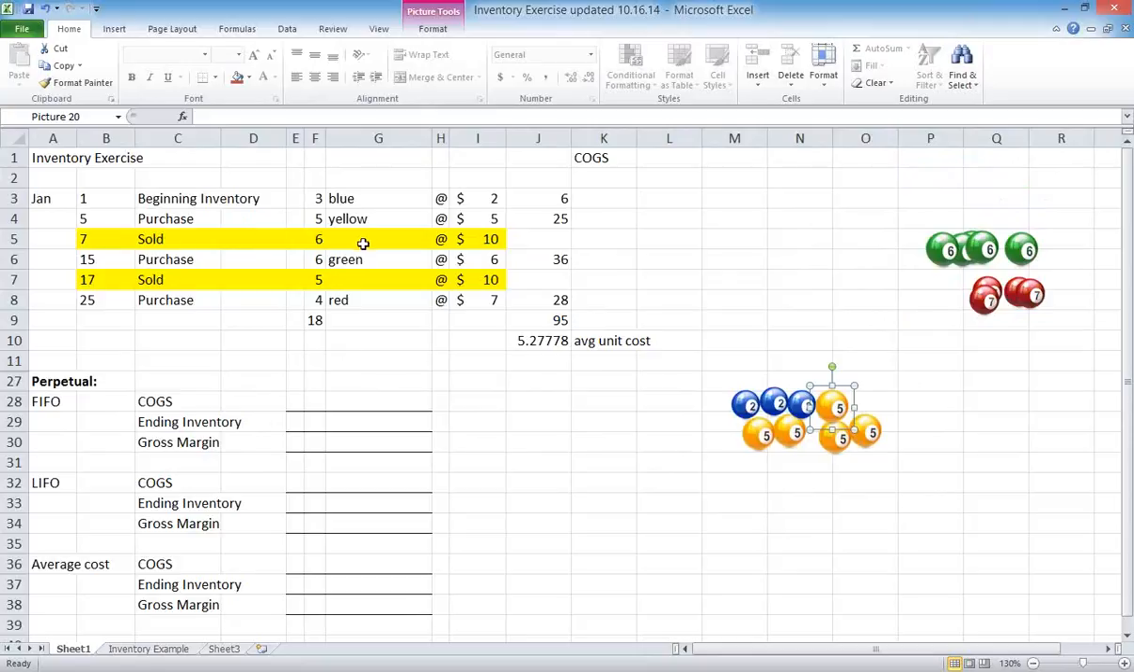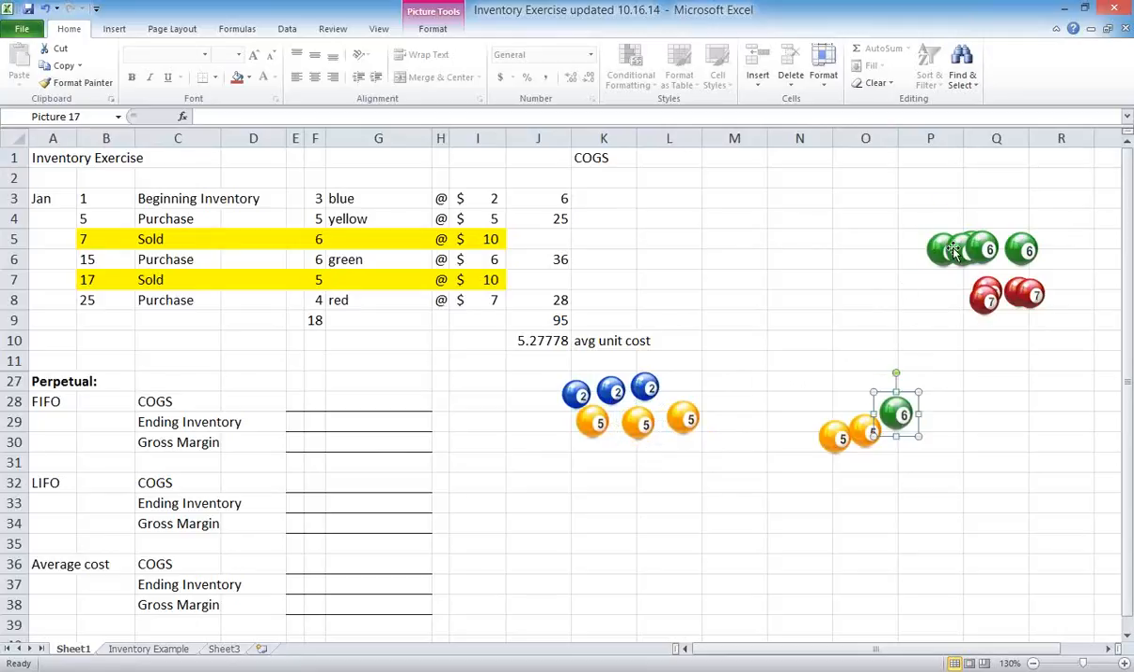Okay. Then what happens? We sold 6 of them. Which 6 did we sell? When I'm doing FIFO, I can't sell these because I haven't bought them yet. They're not in my inventory yet. So first in, first out, I sold 6. So I sold the 3 first ones, and 3 of the next ones. Okay. This is still my available for sale. I haven't purchased these yet. Then I purchased 6 green ones. So these are becoming available for sale.